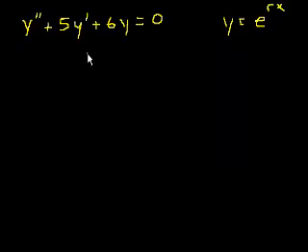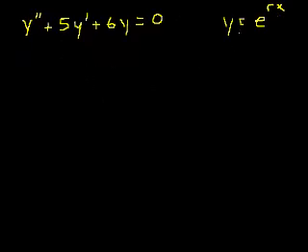Let's just make the assumption that y is equal to e to the rx, substitute it back into this, and see if we can actually solve for an r that makes this equation true. And if we can, we found the solution, or maybe we found several solutions. So let's try it out. Let's try y is equal to e to the rx in this differential equation.